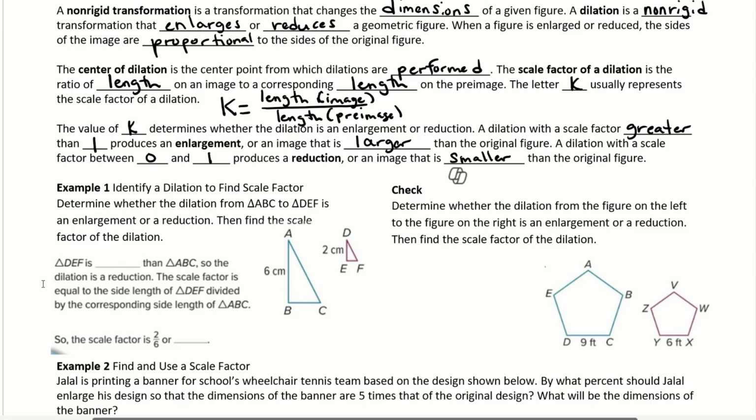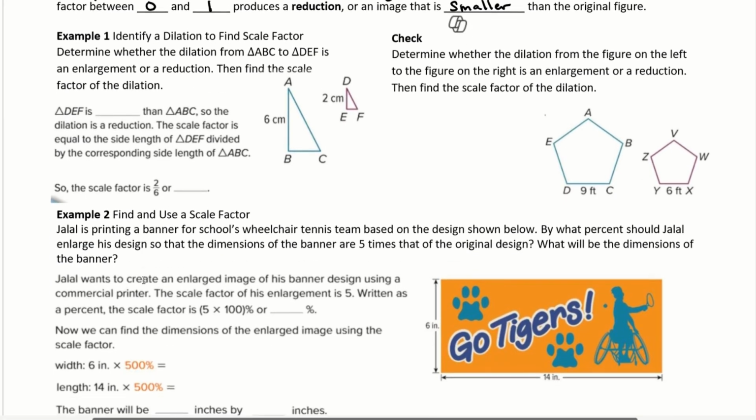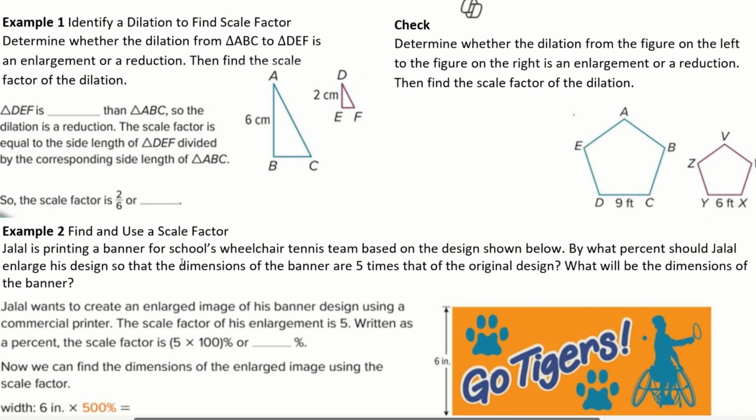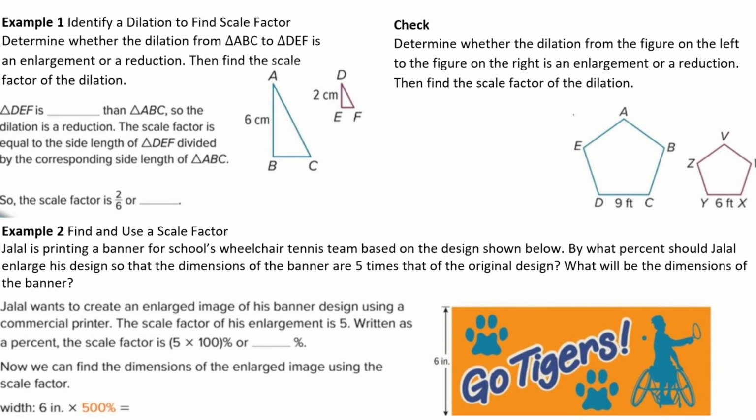Okay, so let's look at an example of this. It says identify a dilation to find the scale factor. Determine whether the dilation from triangle ABC to triangle DEF is an enlargement or reduction. Then find the scale factor. We're going from the left to the right here, ABC to DEF. So what we want to do is calculate K, which remember is image over pre-image.